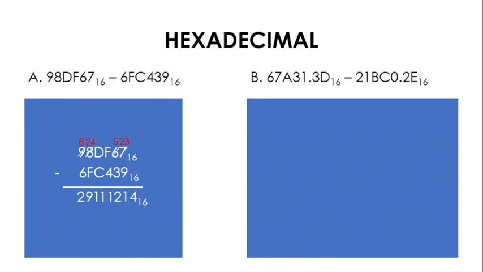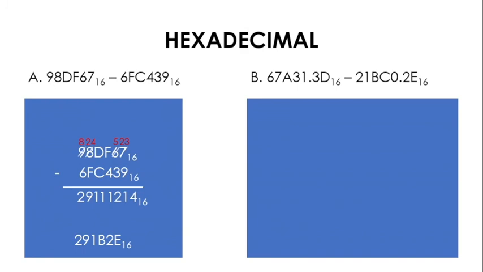Now, all we have to do is properly represent each digit. So 14, its hexadecimal equivalent is E. 2 is still 2 in hexadecimal. 11 is B in hexadecimal. 1 is still 1. 9 is still 9. 2 is still 2. So the answer for this example is 291B2E hexadecimal.